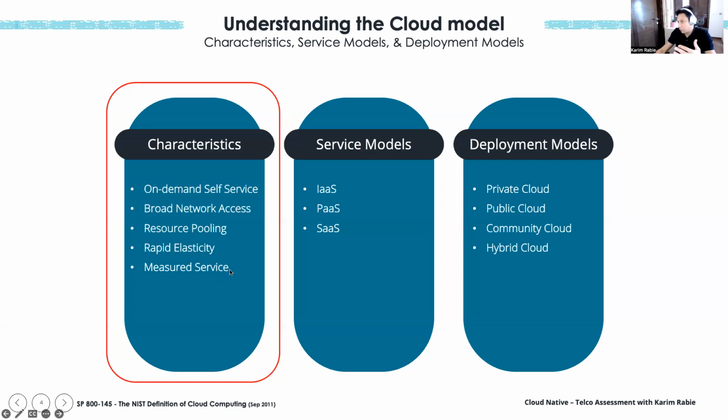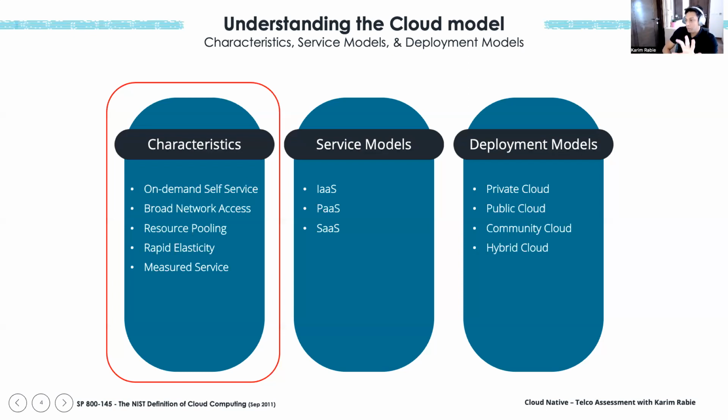And then measured service, in terms of metering for the sake of billing, and in terms of metering and performance monitoring and alarms and logging. So that somehow hits the concept of service assurance on the telco side. So these are the characteristics.